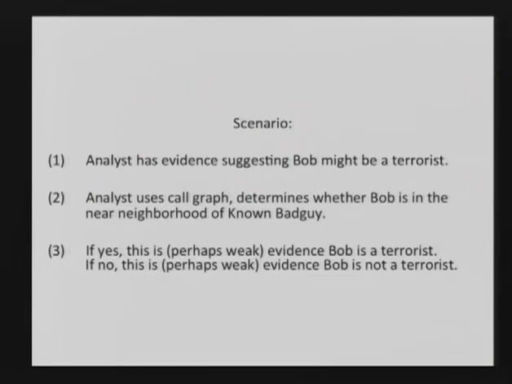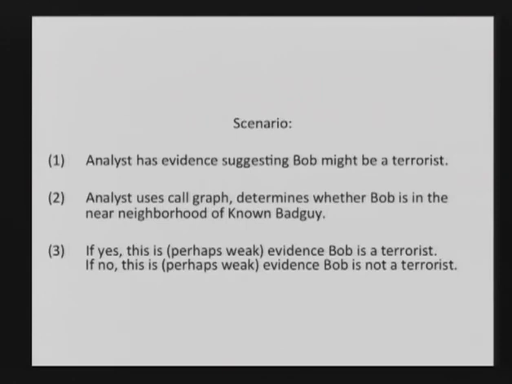The analyst is then going to use the call graph, and the analyst is going to determine whether Bob is in the near neighborhood in the call graph of somebody who I'll call known bad guy. And there are different definitions of near neighborhood. I'll talk about what some of the options are there. Now, if Bob is in the near neighborhood of known bad guy, then this is evidence, perhaps weak evidence, but some evidence that Bob might be a terrorist. And if Bob is not in the near neighborhood of known bad guy, this is, again, perhaps weak evidence, but evidence that Bob might not be a terrorist.